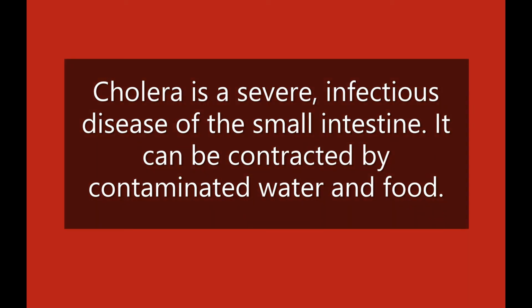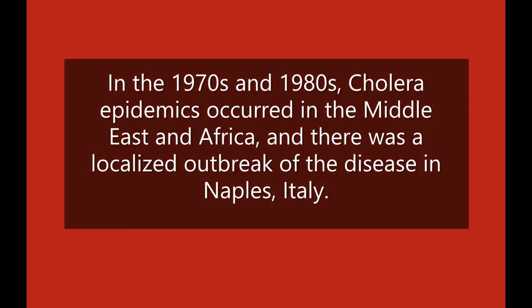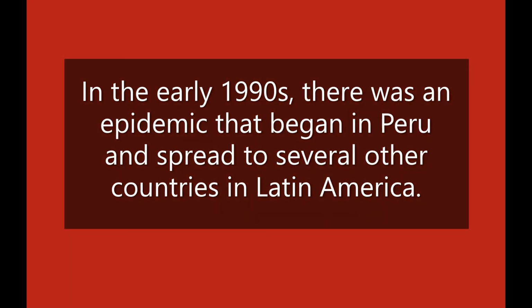Cholera is a severe infectious disease of the small intestine. It can be contracted by contaminated water and food. For centuries, it was confined to India, but in the early 19th century, it spread to other parts of Asia, Europe, and the Americas. In the 1970s and 1980s, cholera epidemics occurred in the Middle East and Africa, and there was a localized outbreak of the disease in Naples, Italy. In the early 1990s, there was an epidemic that began in Peru and spread to several other countries in Latin America.